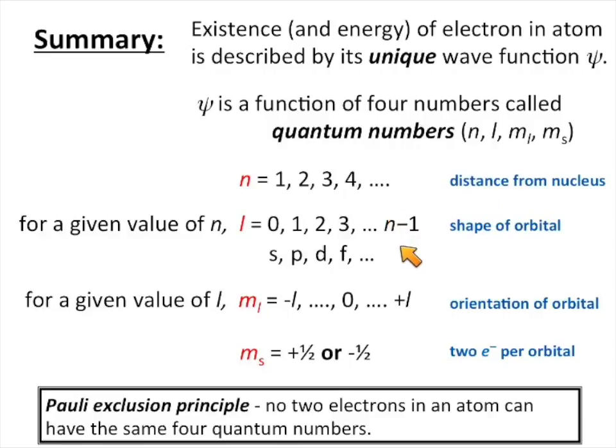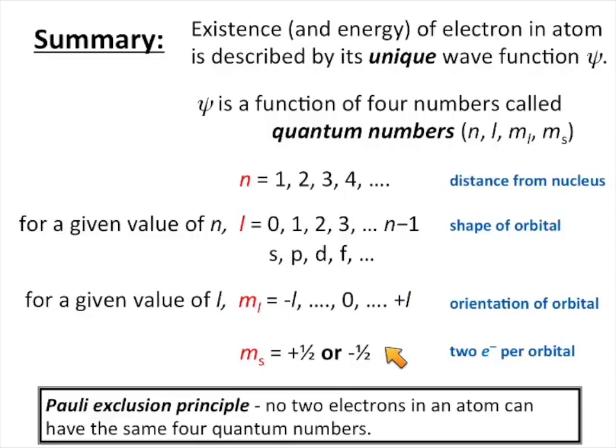The azimuthal quantum number can go from 0 to n-1, and that tells you roughly the shape of the orbital. And then we call these with letters. 0 is s, 1 is p, 2 is d, 3 is f. Then depending on what L is, m sub L, the magnetic quantum number, goes from -L to +L, and this roughly tells you the orientation of the orbital in space. Between -L and +L, they're integer steps. So you could go from -3, -2, -1, 0, 1, 2, 3.